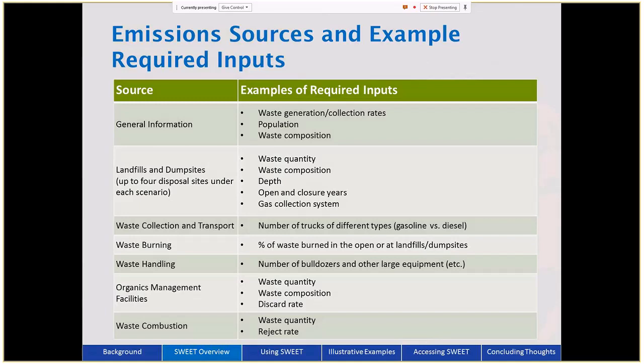For waste burning, the tool requires users to estimate the percentage of waste that is burned either in the open or at landfills and dump sites. And there's some guidance in the tool on how to come up with those estimates. Again, this is an area where there is very little data. So we understand that for the most part, cities will be making educated guesses based on their experience rather than using the results of dedicated studies that have looked at this topic.